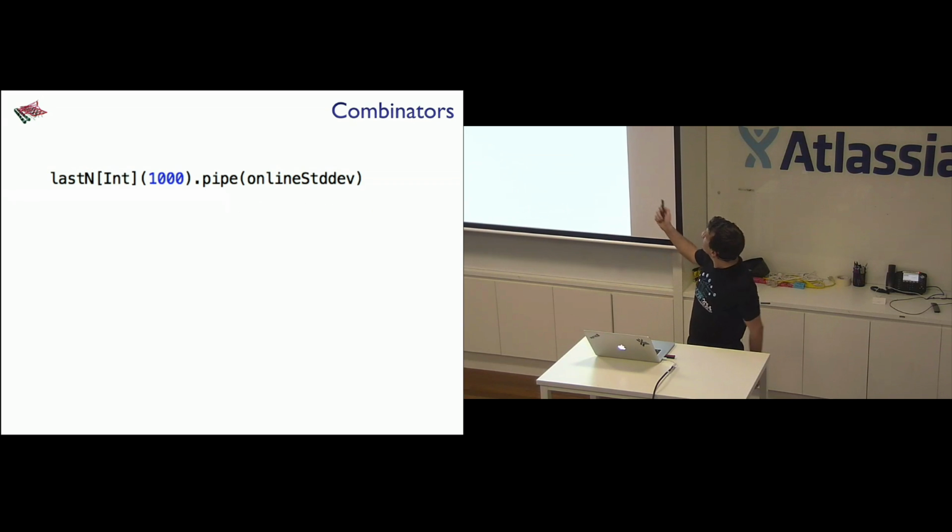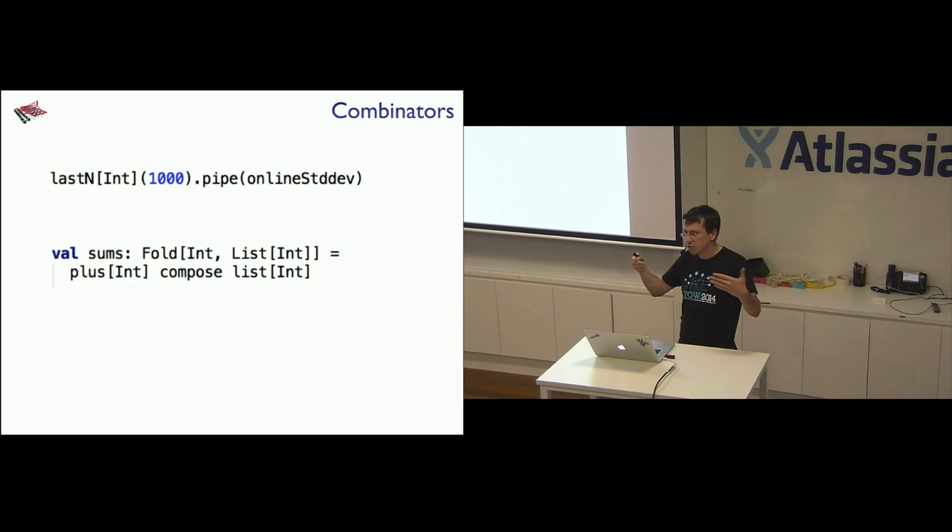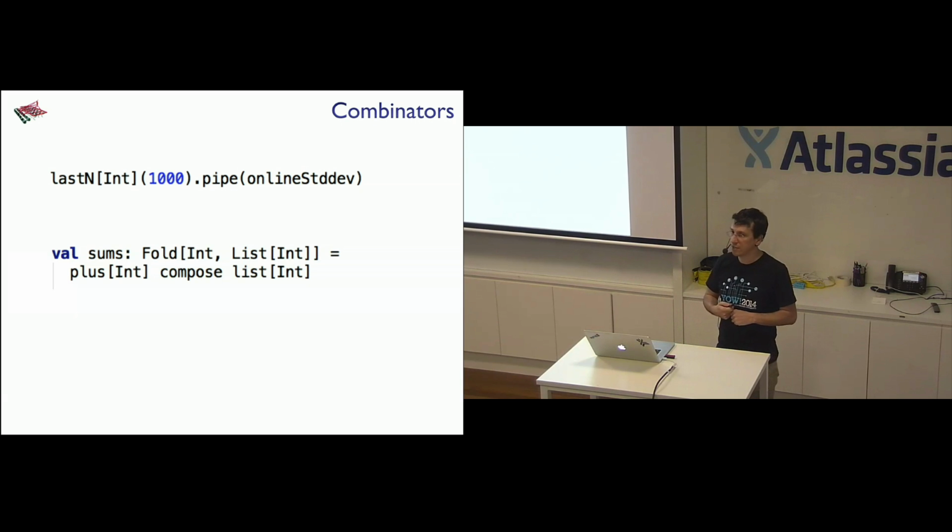Okay, so one other thing which you can do, you can take a fold with the last 1,000 elements, and you can pipe it into another fold to compute the mean. So that's a pipe combinator. You can also compose 2 folds together. That means if you have a fold going from A to B, and a fold going from B to C, you can make a fold going from A to C.